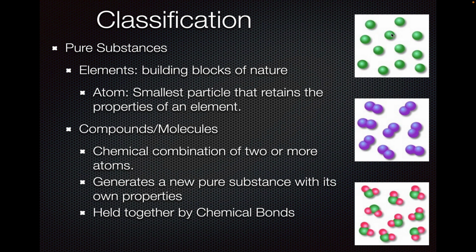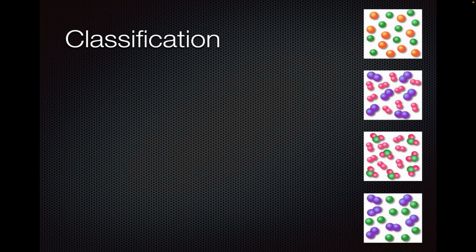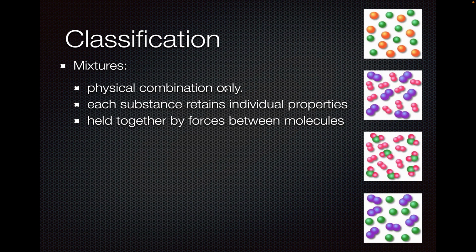So see, here we have a picture of a single atom element, here we have a picture of a 2-atom element, and here we have a picture of a compound or molecule. If you're not a pure substance, that means you are a mixture. Here we're just going to be physically mixing things together. In this case, the individual substances keep their own properties and they're only held together by forces between them.